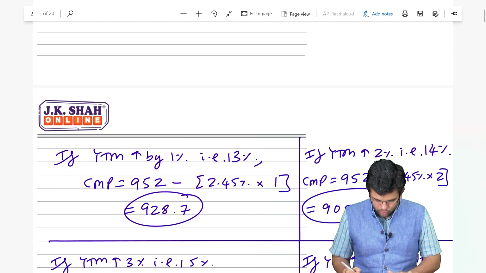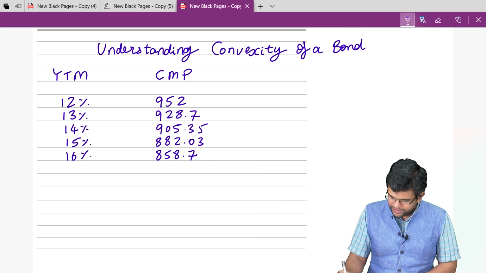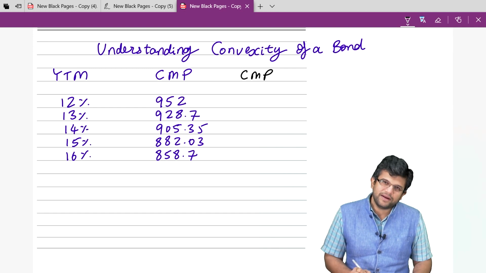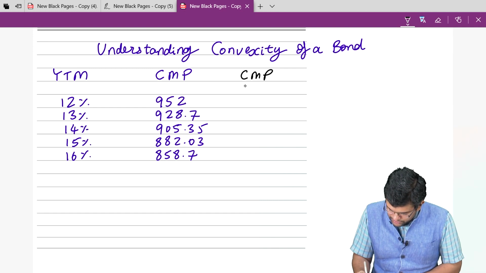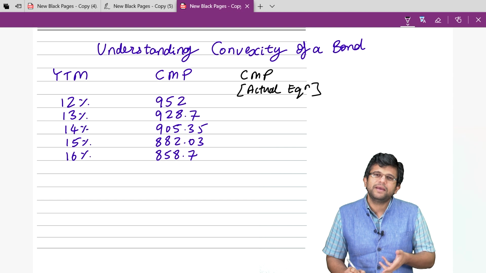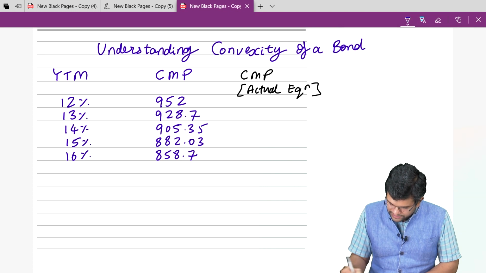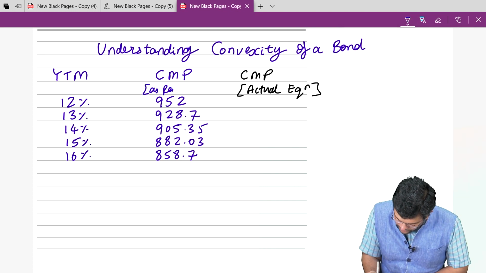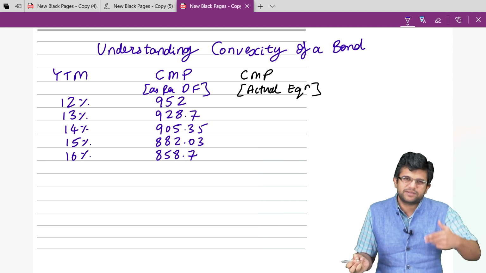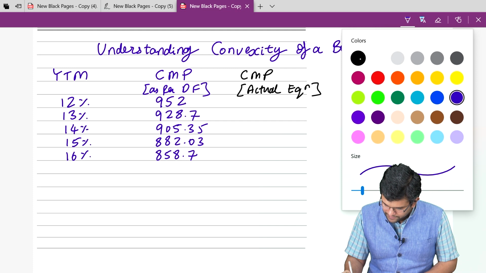But children, as you know, there are always two ways of finding the CMP, the dependent variable. One is using the derivative function, and one is using the actual equation. Everybody following? So I'll write down here actual equation. Actual equation means CMP is equal to the present value of all future cash inflows discounted at the rate YTM. And as per the derivative function, they are saying that the bond price will change by 2.45% for every 1% change in YTM. That we have received. Now let us calculate based on the actual equation.